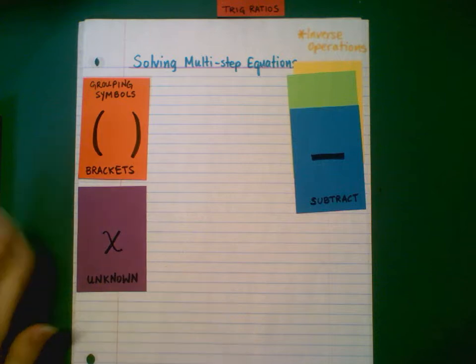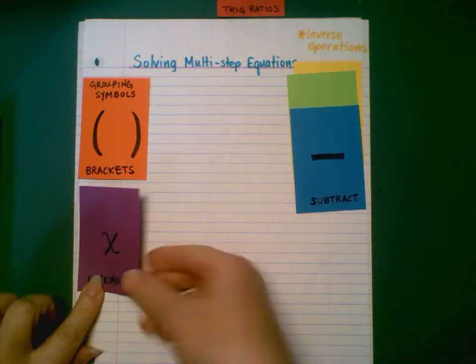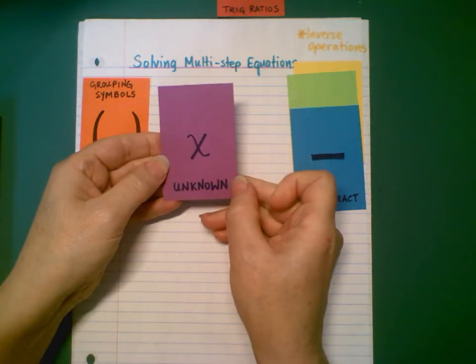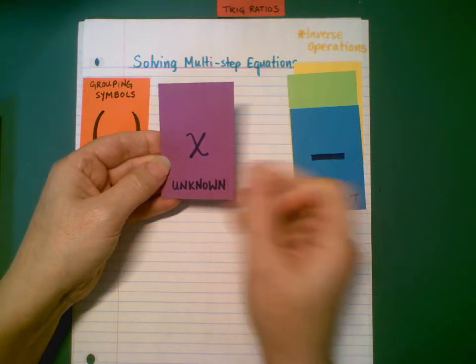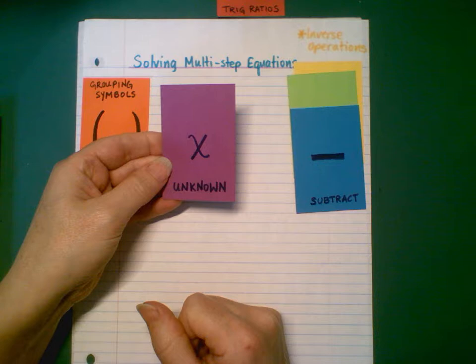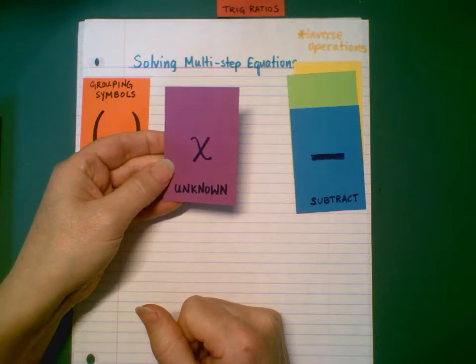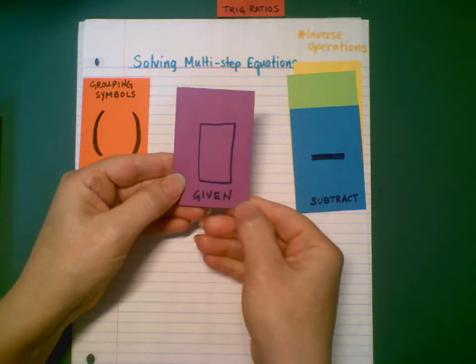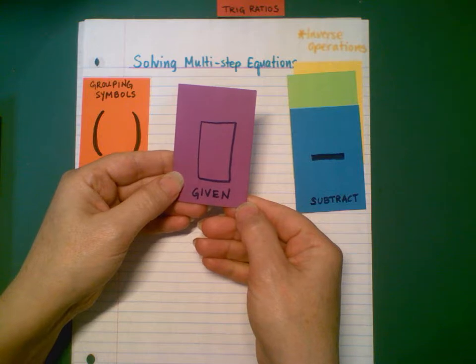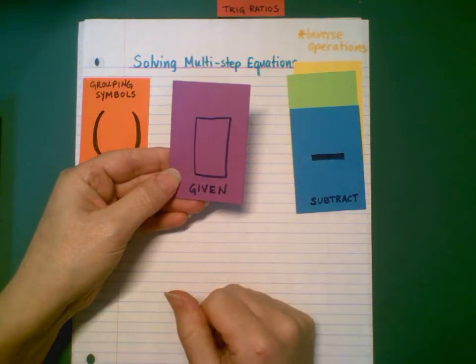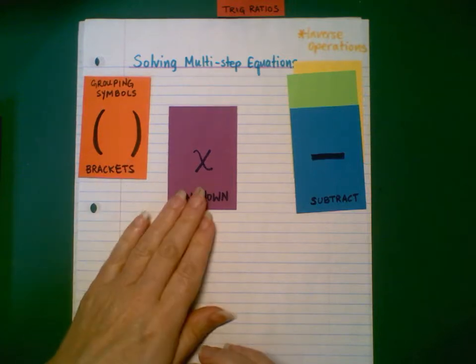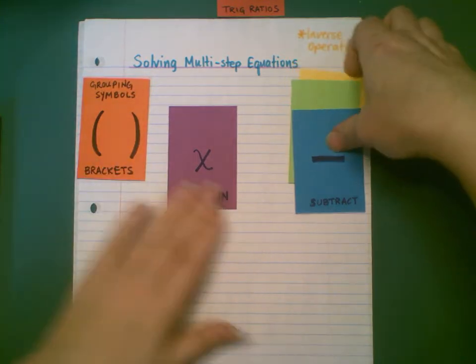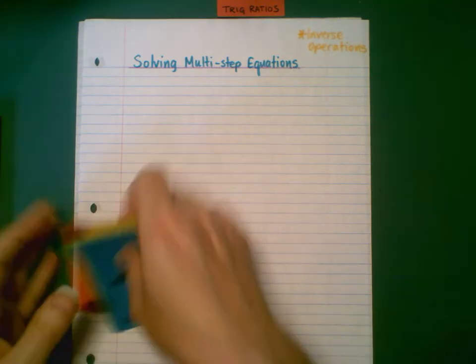In addition, I have two more cards here that I'm going to be using. I have the card that has the unknown on one side, so that's when I don't know the value of a variable. I've been given just a variable to hold the place of something that I don't know. On the other side of that one is given, so that's if I was given a value and I was being asked to substitute. And then I've got the grouping symbol or brackets card. So let's look at how I use these.